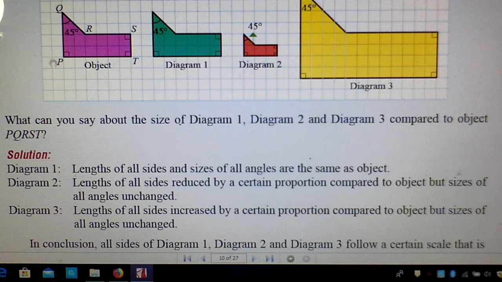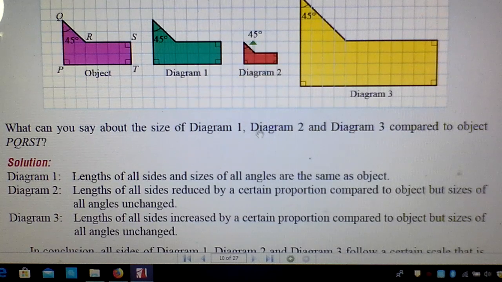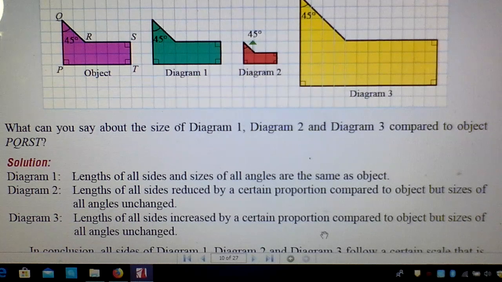Meaning the ratio between the side for the object and the drawing is half. Okay, so meaning the size of the side for the object and the drawing are proportional to each other. Proportional. Meaning all reduced to half. Okay. Look at diagram 3. Length of all sides increased by certain proportion compared to the object. Angles unchanged.